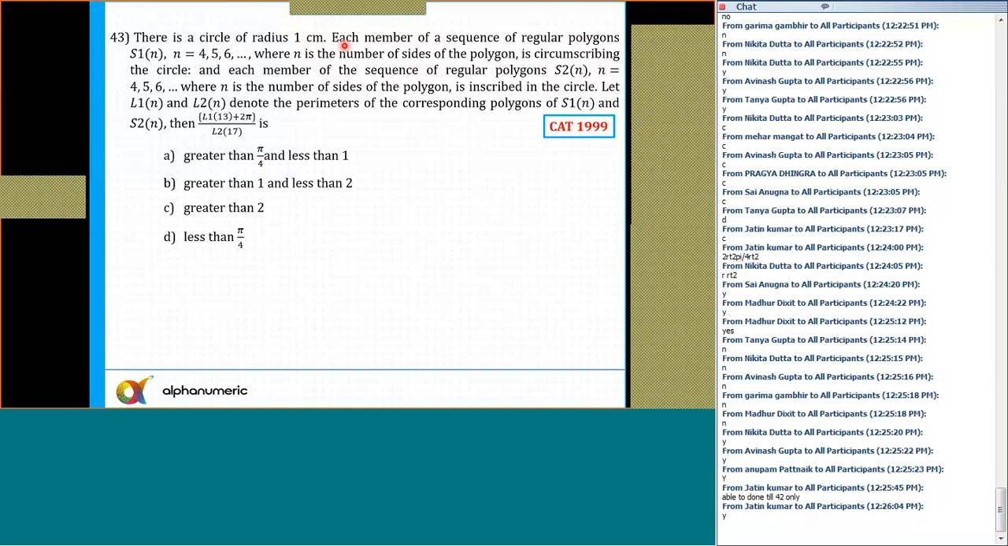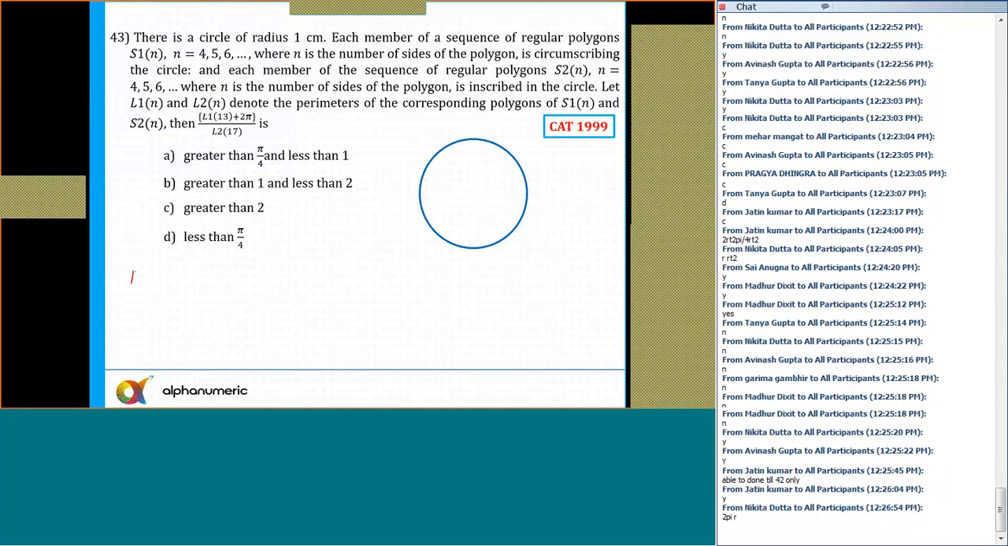So there is a circle of radius 1. Okay, so there is a circle of radius 1. Each member of a sequence of regular polygons S1, where n is the number of sides of the polygon, is circumscribing the circle. And each member of the sequence of regular polygons S2, where n is 4, 5, 6, is inscribed in the circle. Let L1 denote the perimeter of the corresponding polygon of S1. Now, what is the perimeter of the circle? Can anyone tell me what is the perimeter of this circle?